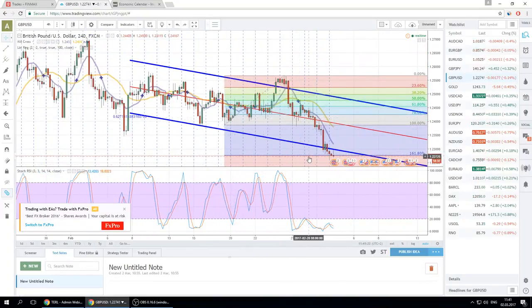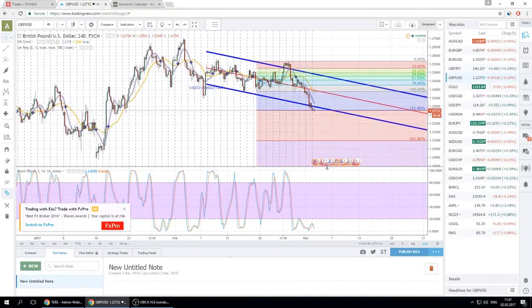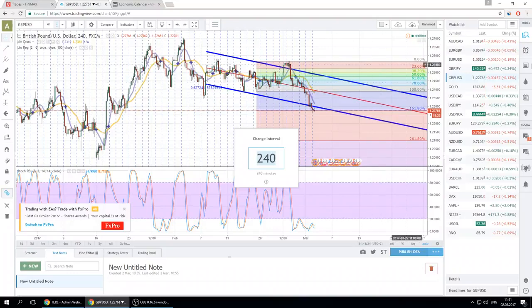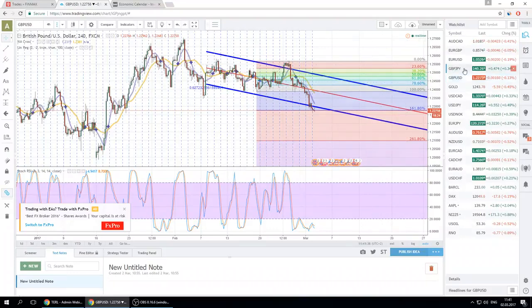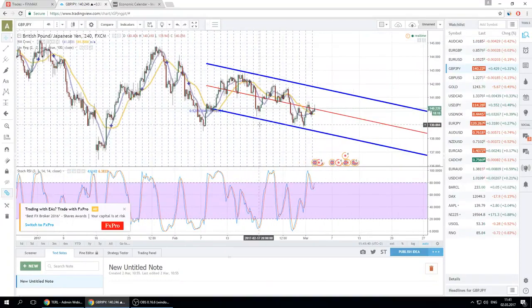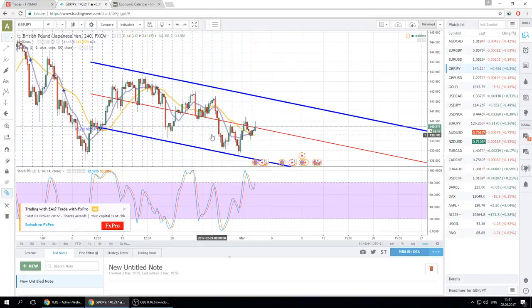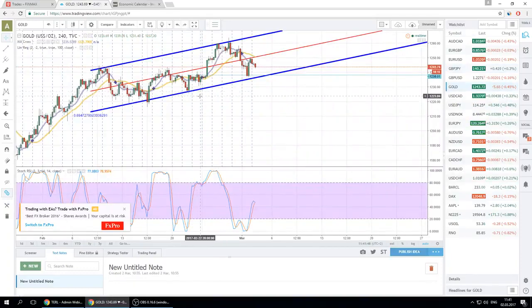So as you see, British pound here, it reached a pretty low level. On this chart, well, the picture is not that sad for the British currency.